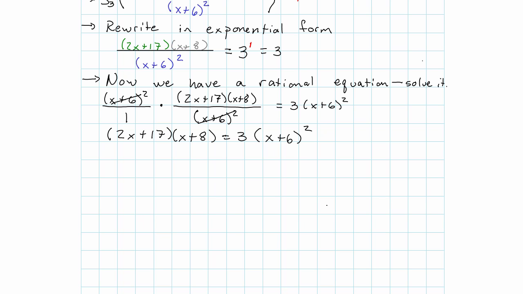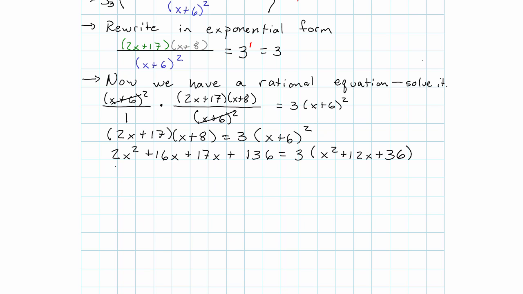So in order to do that, we need to multiply out on both sides and then get all of the terms onto the same side. So on the left, we'll have 2x squared plus 16x plus 17x plus 17 times 8. That's a job for a calculator. That's 136. On the right, I'm going to deal with the exponent before the multiplication because that's what order of operations says. I'll have 3 times x squared plus 12x plus 36.